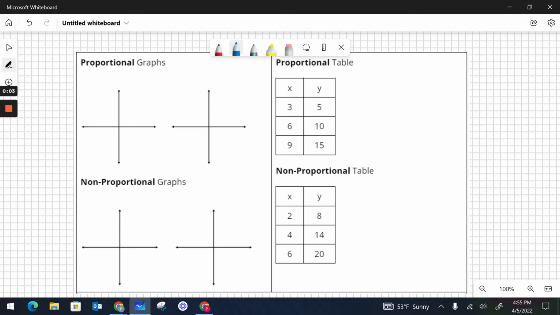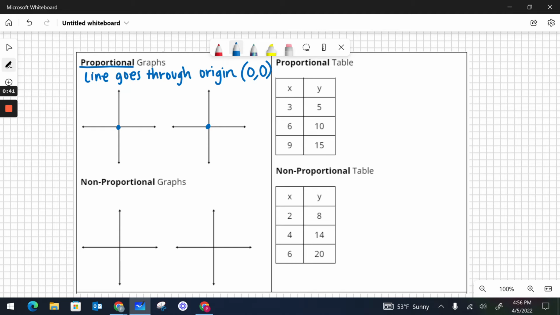These are the video notes for proportional versus non-proportional relationships. In proportional relationships, the way that you'll see it on a graph is the line will go through the origin. The origin of the graph is the very center. It's the point x of 0, y of 0. Right in the middle.